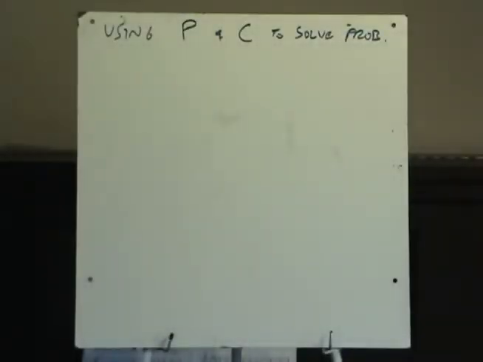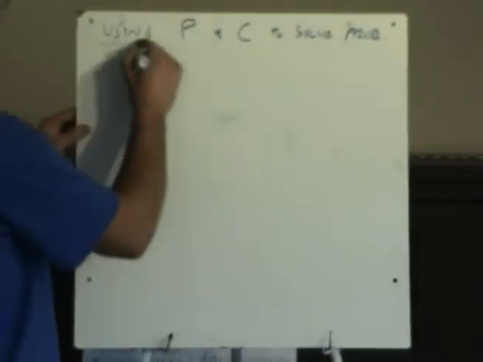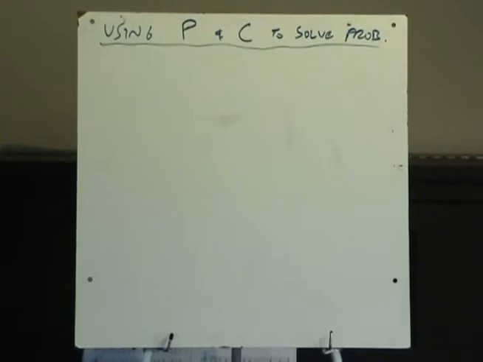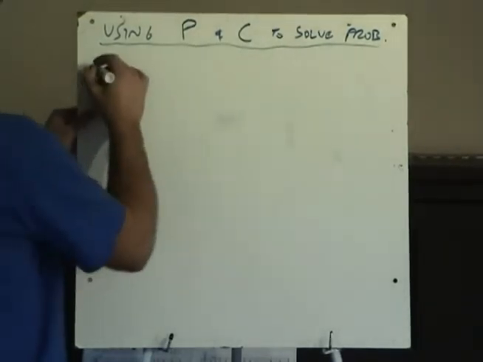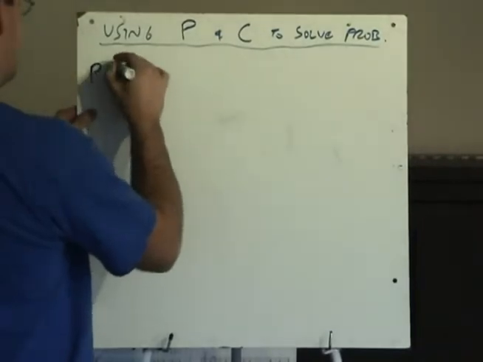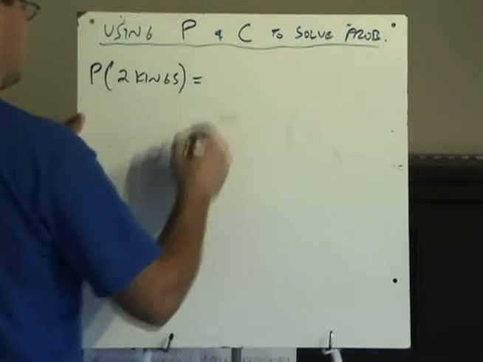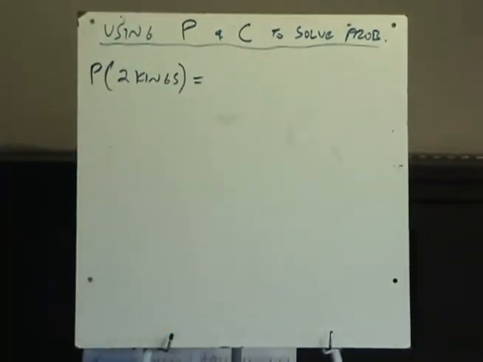We're just going to investigate how we can use permutations and combinations to help us solve probability questions. Let's say this was a question. I want the probability of drawing 2 kings out of the deck.